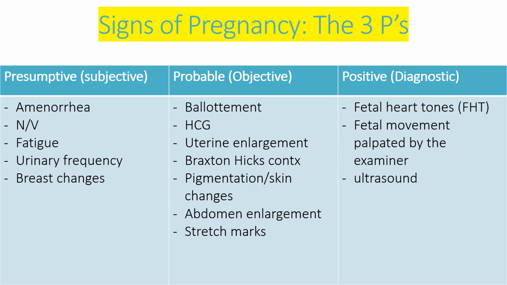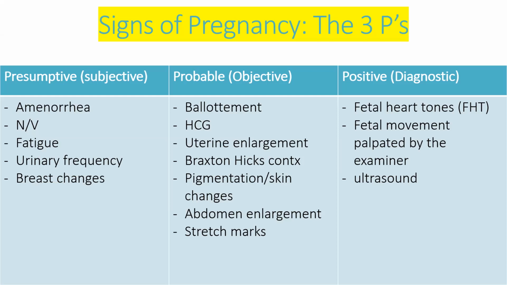Going in with our next thing, probable. This is objective. This is going to be noted by our examiner. May or may not be associated with pregnancy. We have the ballottement. We have our HCG, that's our pregnancy test. They go in to the clinic, and they want to get a pregnancy test. That's kind of what that would be.